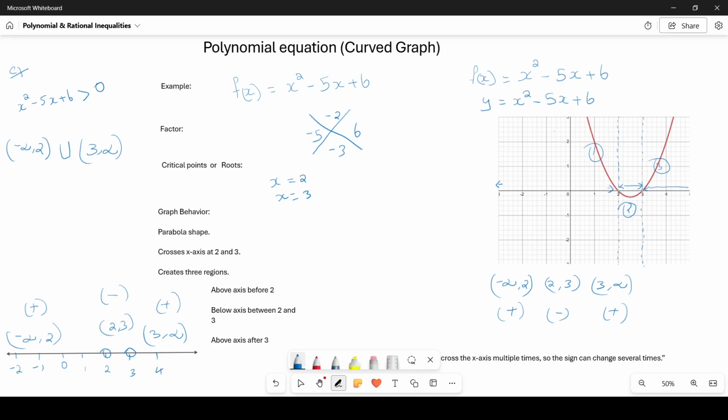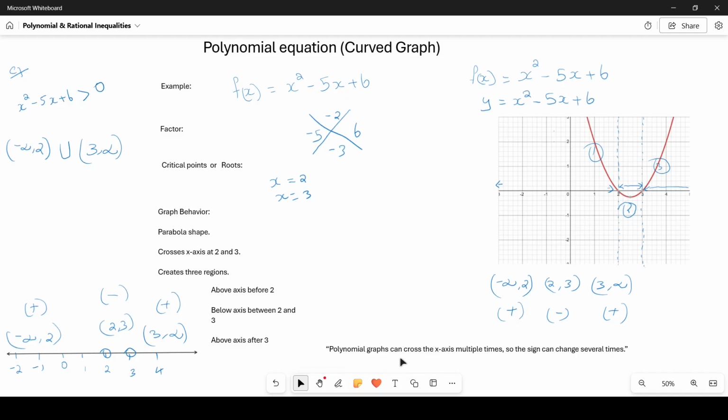So to solve quickly, we need to follow some algebraic techniques: factoring and finding the critical points, finding the intervals, and substituting the interval value back into the equation to find the change of sign. Then we take the values we need according to the inequality and write the final solution. Polynomial graphs can cross the x-axis multiple times, so the sign can change several times also. This is an important characteristic of a polynomial equation or polynomial inequality.